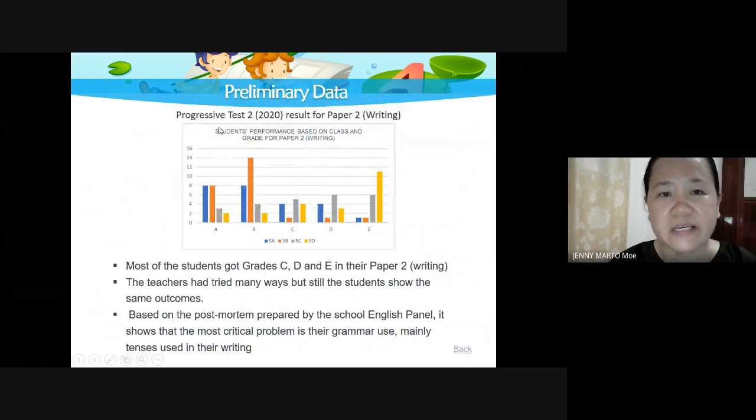This preliminary data is based on the Progressive Test 2 2020 result for paper 2 writing. From here, we can see that most of the students got grade C, D, and E in their paper 2. As I asked around, the teacher said that they had tried many ways, but the students still show the same result. Based on the postmortem prepared by the school English panel, the most critical problem in writing is actually the grammar use, mainly tenses use.